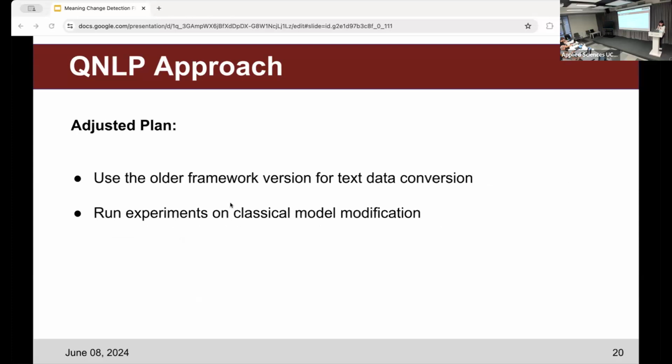So we adjusted our plan a bit by switching to an older but stable version of the framework, and ran experiments only on the classical model modification. So in general, we used a more categorical approach, but not quite quantum.